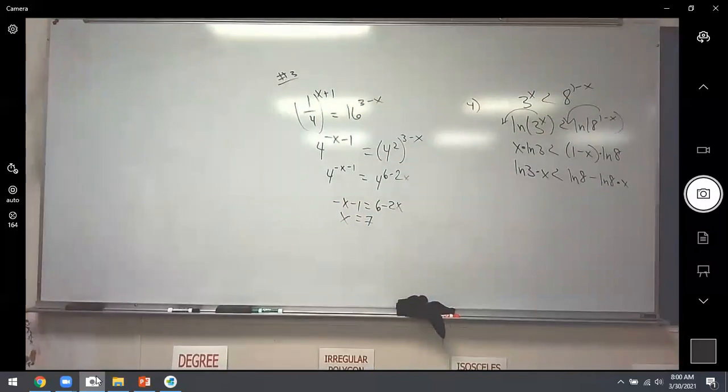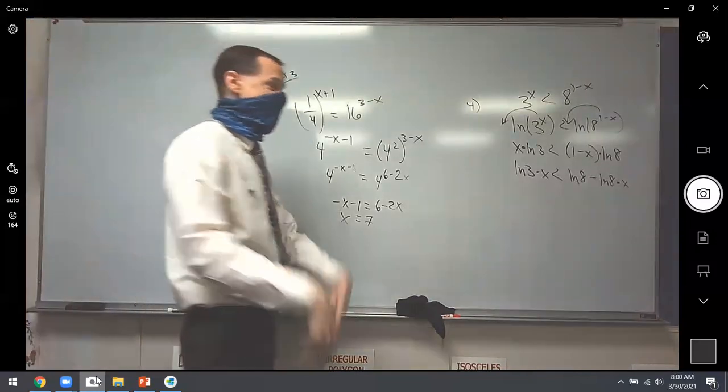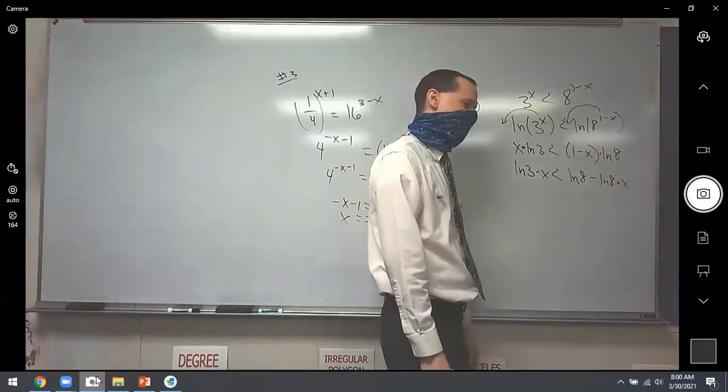And now we got it looking like this. Any thoughts on what to do now? I would love to combine like terms. And I can't combine like terms until I get them on the same side. Very good. All right, well, let's get all the x junk on the same side.